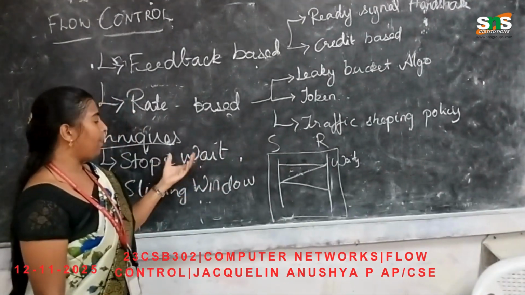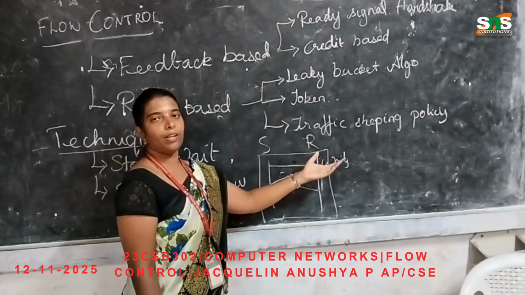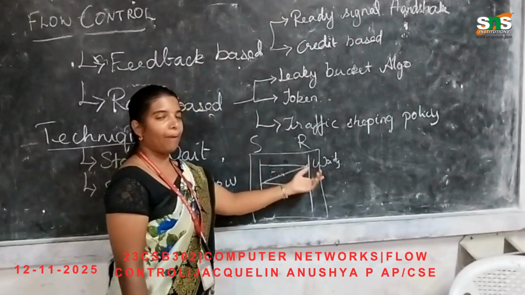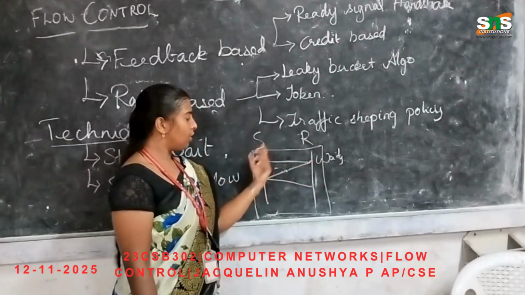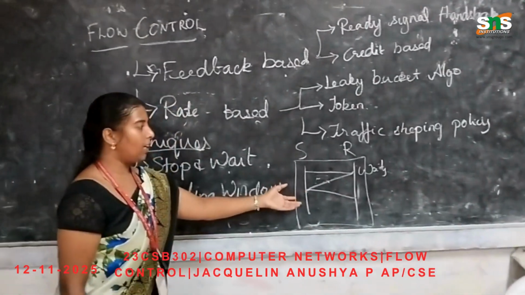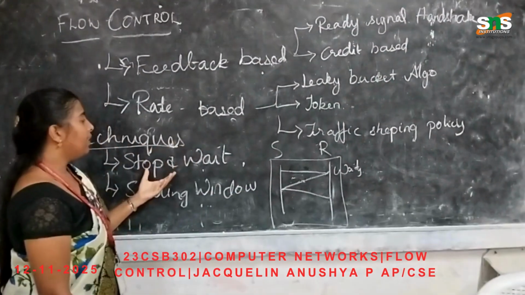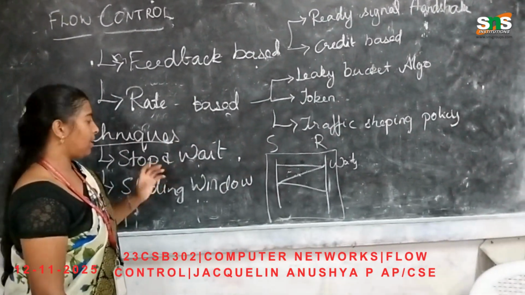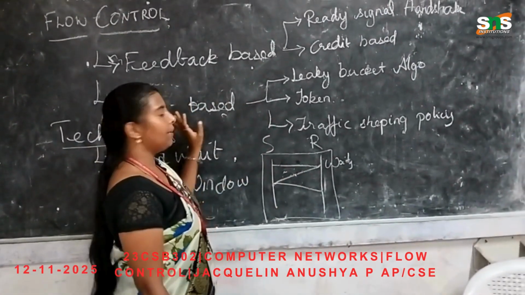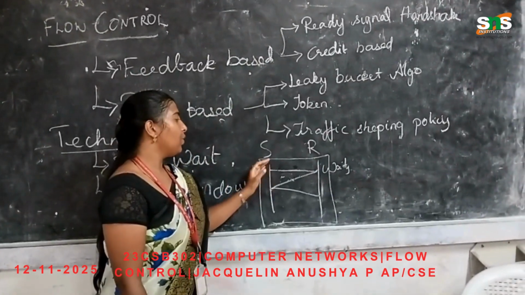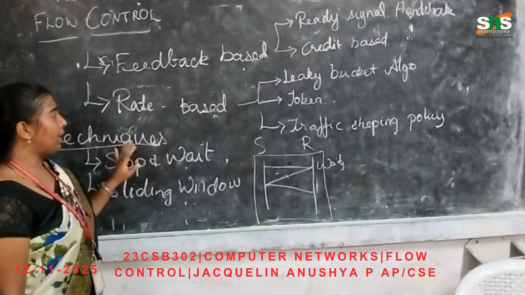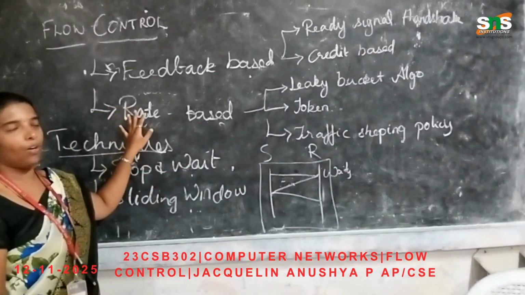In the stop and wait technique, the sender sends one packet at a time, the receiver receives it, and it waits for the acknowledgement confirmation, and only after that does it send again. So the stop and wait technique comes under feedback based flow control. Sliding window, as I told you, is like the rate based techniques, which send messages simultaneously. So these are the two main techniques in flow control.